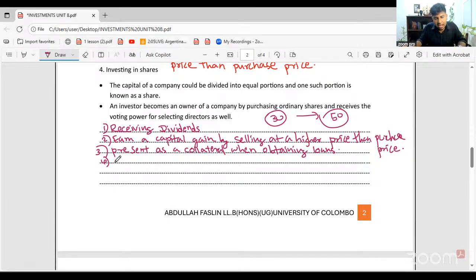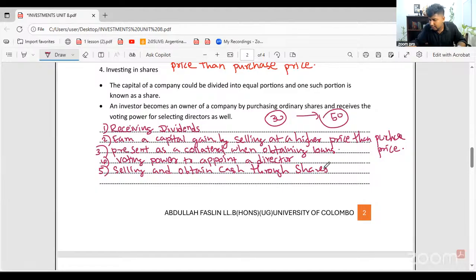Therefore, number 4 is voting power to appoint a director. When you are appointing a director in a company, they will call you. You can use your voting power to appoint a director. Then number 5 is selling and obtaining cash. If you need cash, you can sell the shares and obtain the cash.